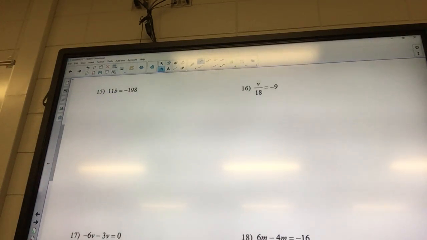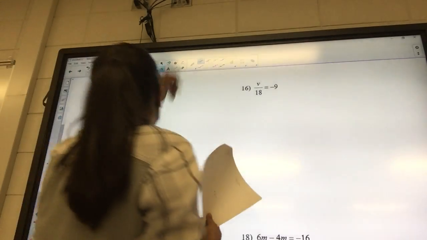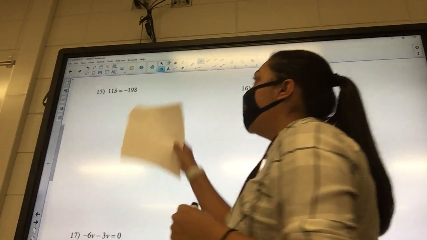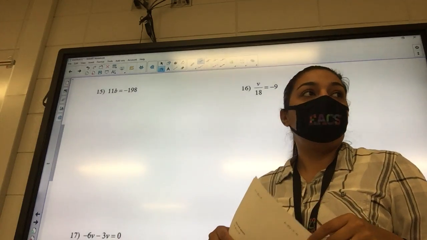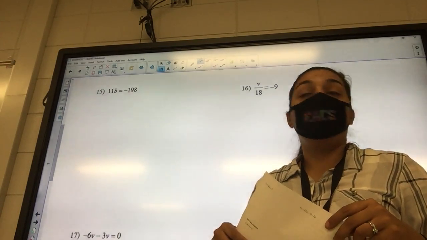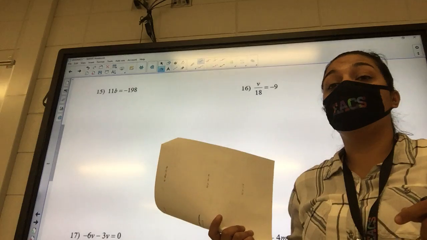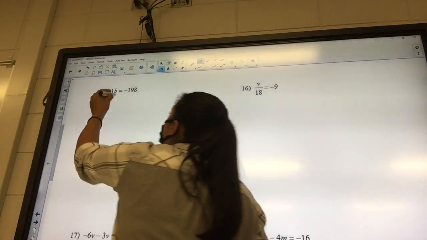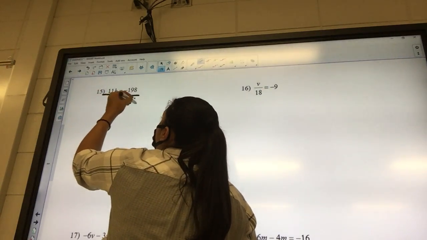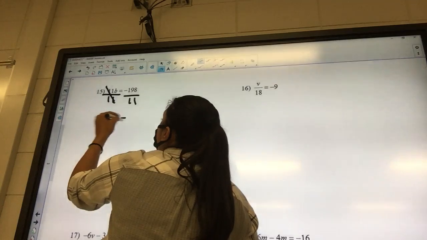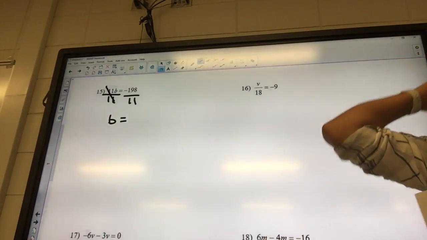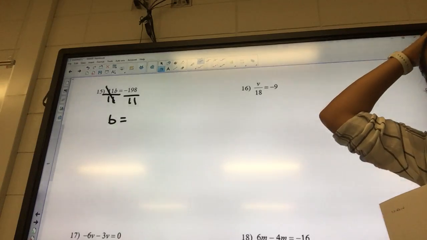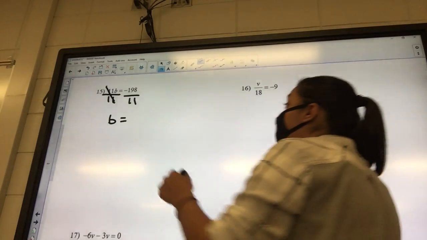16. Okay, we'll do 50. We just did a division one. So what type of problem is this? It's multiplication, so what do we need to do? Division. So I got b equals, and I don't know what that is. What's negative 198 divided by 11? Negative 18. Negative 18? Somebody agree?